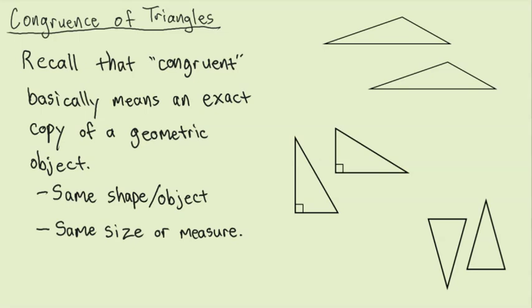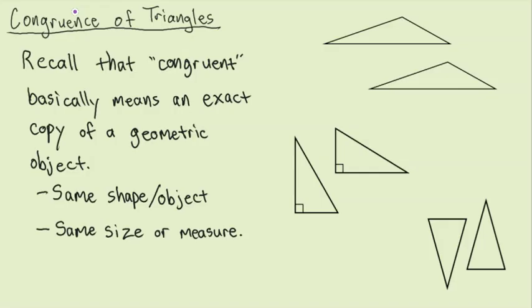In this lesson, we're going to look at the idea of congruence of triangles. Now, you probably remember what a triangle is. Here's some examples. It's a three-sided, two-dimensional geometric object. But you may or may not remember what congruence means. Recall that congruent basically means an exact copy of a geometric object.